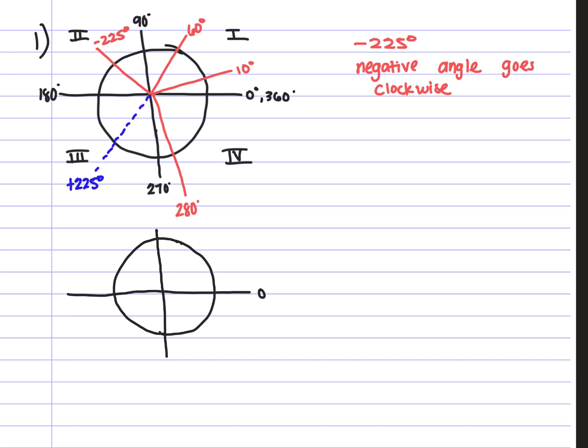This is 0, pi over 2, pi, 3 pi over 2, and 2 pi. All the way around. So 7 pi over 6.